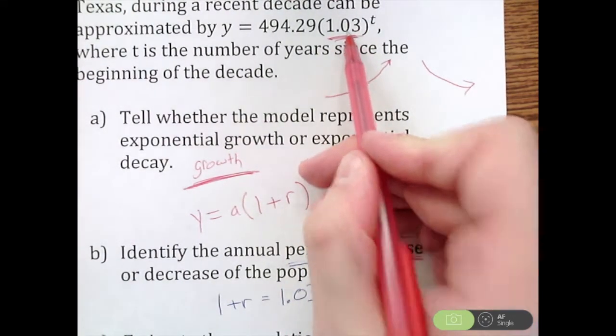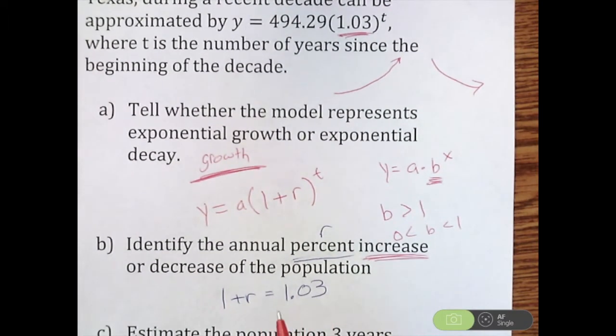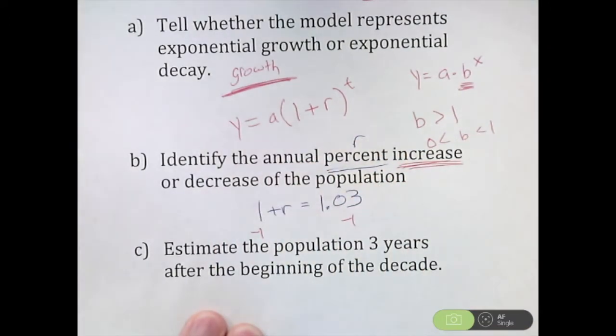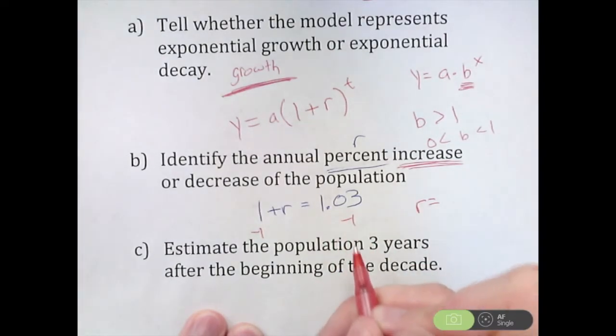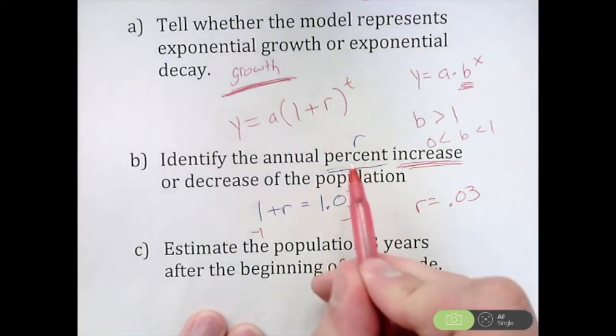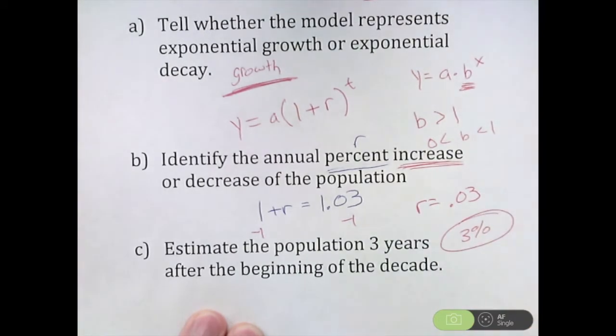I know the inside here is the same as the inside here, so I just set them equal to each other. Since I want to know the percent increase or decrease, I just have to solve this for r. It's a very, very basic equation. You just subtract 1 from both sides. On the left side, we get r. On the right side, 1.03 minus 1 is 0.03. But they want to know the percent. 0.03 is 3%.